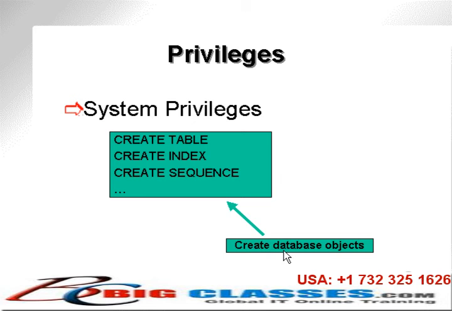The database objects. These particular privileges shown here are, for instance, a privilege that allows a user to create a table, allows a user to create an index, create a sequence. There are many more system privileges. We'll go through those later on.